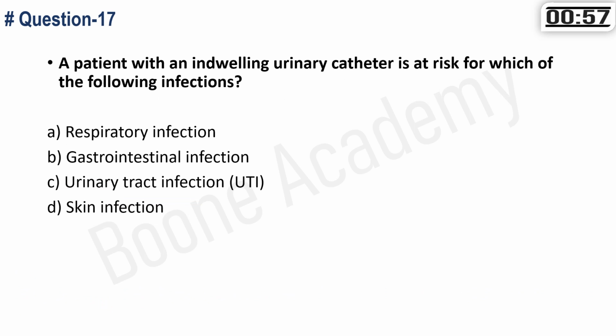Question 17. A patient with an indwelling urinary catheter is at risk for which of the following infections? A. Respiratory infection. B. Gastrointestinal infection. C. Urinary tract infection, UTI. D. Skin infection. You have 1 minute to answer your question.